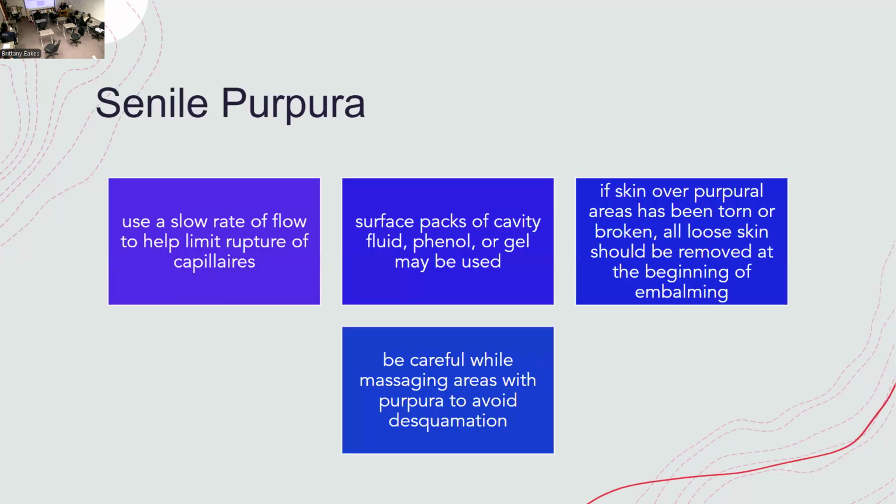So when you have someone with senile purpura, if you're having issues with it, use a slow rate of flow, limit the rupture of capillaries, like surface packs of cavity fluid or phenol or gel on those areas. If the skin over those areas is torn or broken because of skin slip, you want to remove any kind of loose skin before embalming.